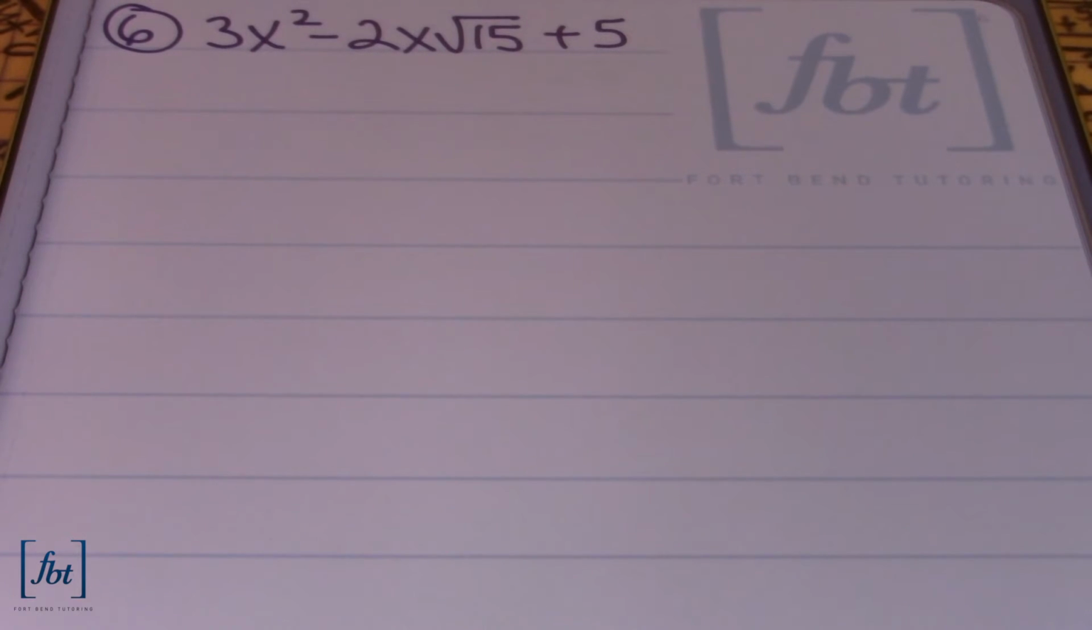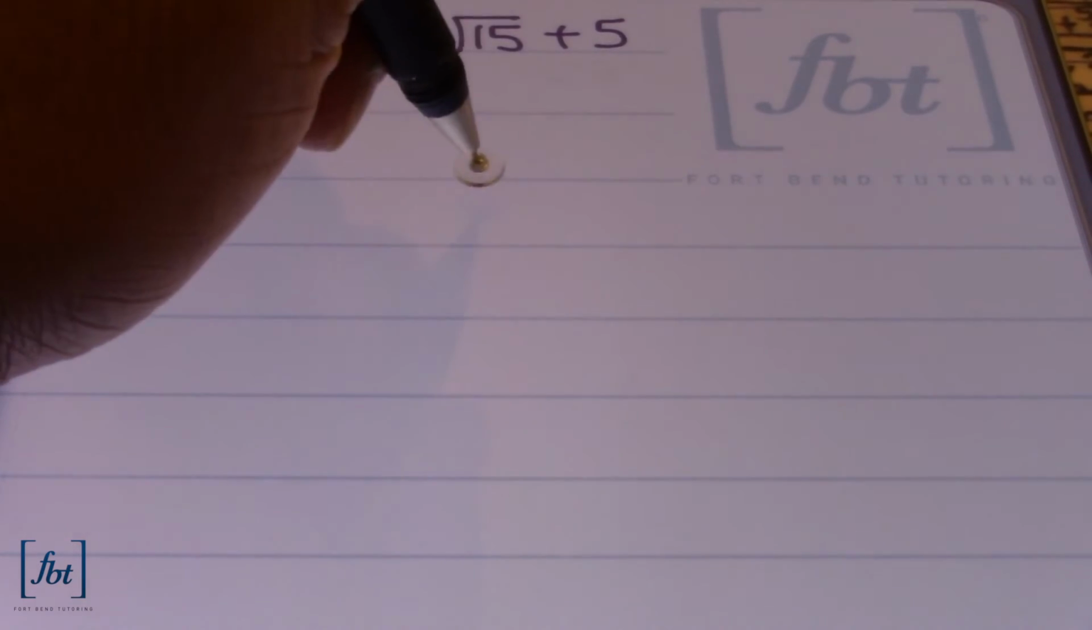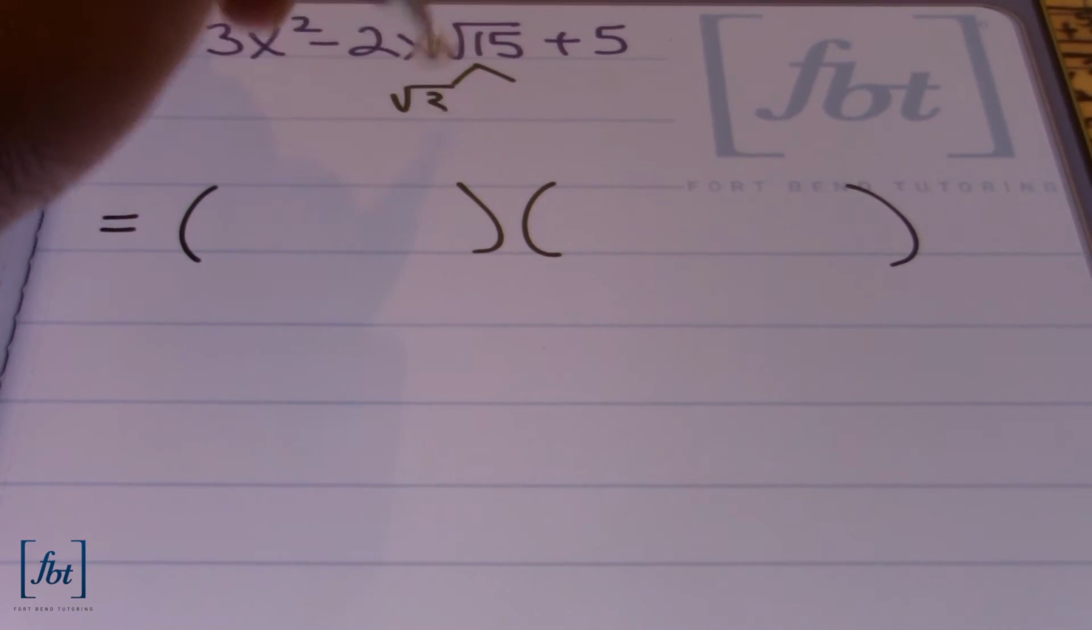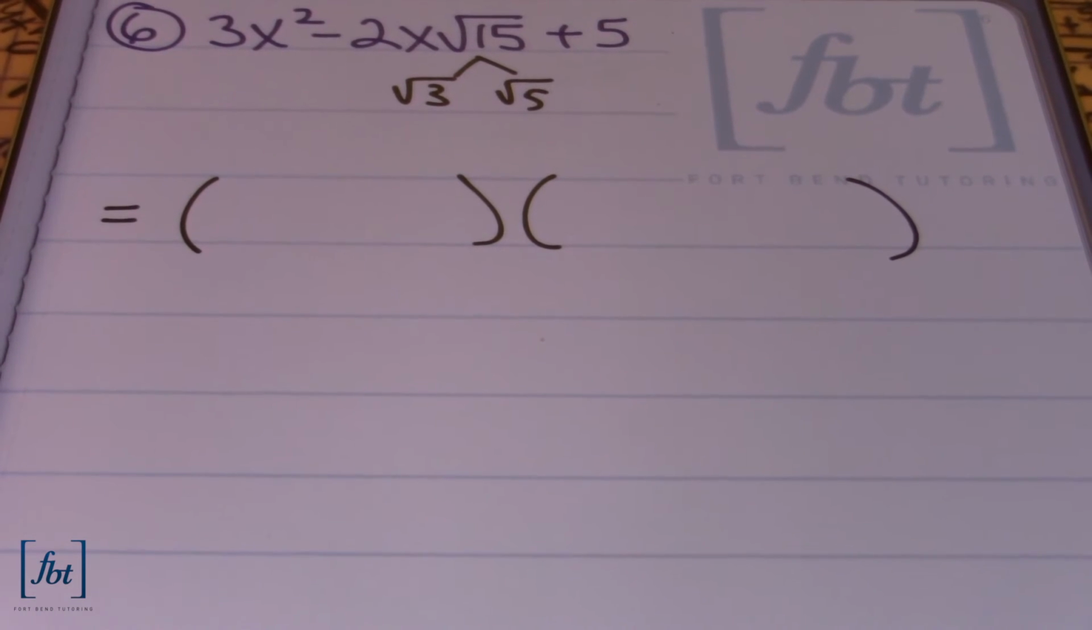This is problem number 6. We have 3x squared minus 2x times the square root of 15 plus 5. Now, this square root of 15 is very suspect to me because notice that our first coefficient, 3, and the last coefficient, 5, if you were to multiply them together, you would get 15. So let's go ahead and open up 2 sets of parentheses here. Because the factors of square root of 15 can be shown to be the square root of 3 times the square root of 5, I'm going to use those to factor this trinomial.